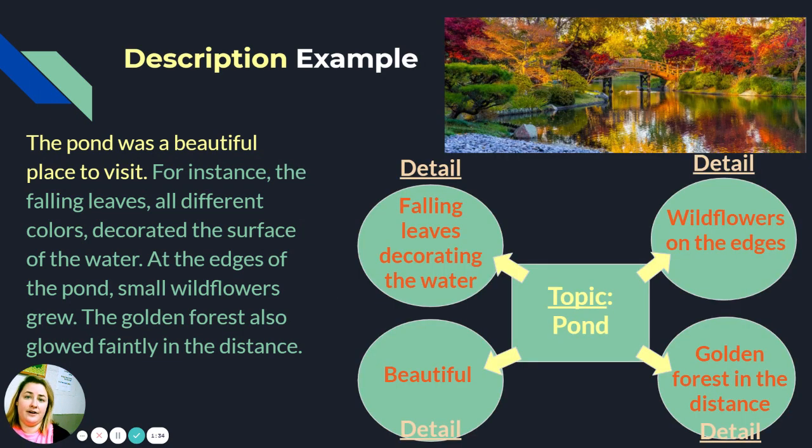So here is a little graphic organizer of what it might look like to form this paragraph. You see the topic in the middle, the pond, and then all of the details are out here on the side. We've got falling leaves decorating the water. We've got wildflowers on the edges. There's a golden forest in the distance. So all of these four things are just describing the pond and why it is beautiful.